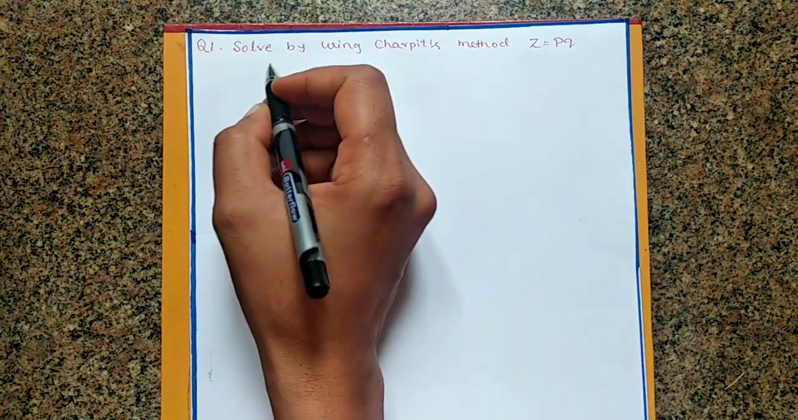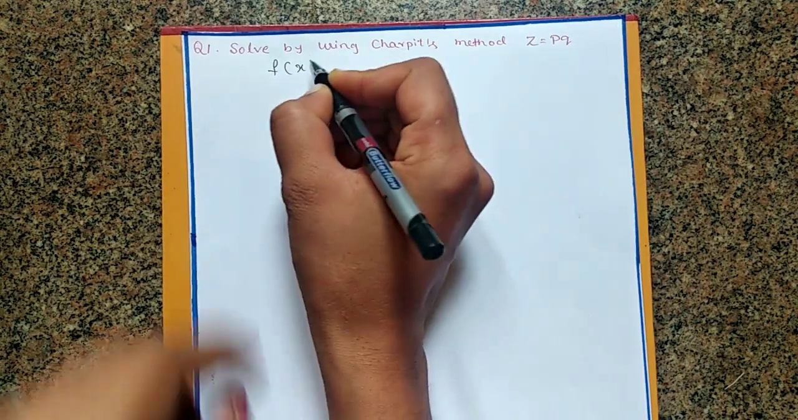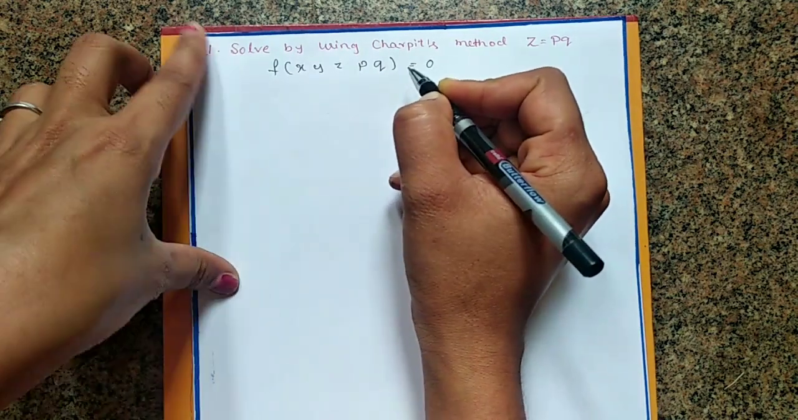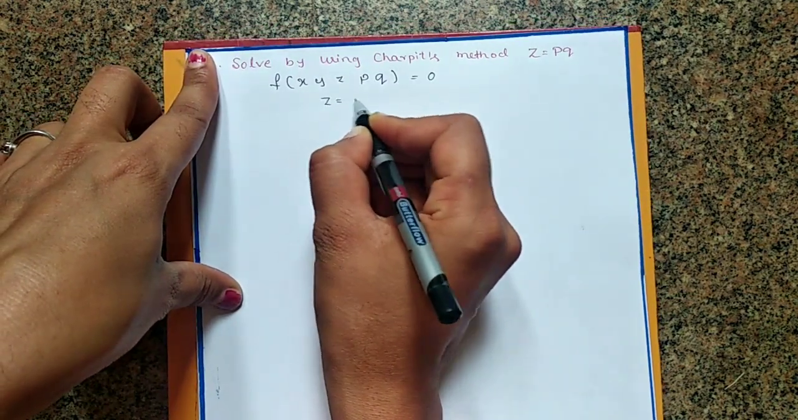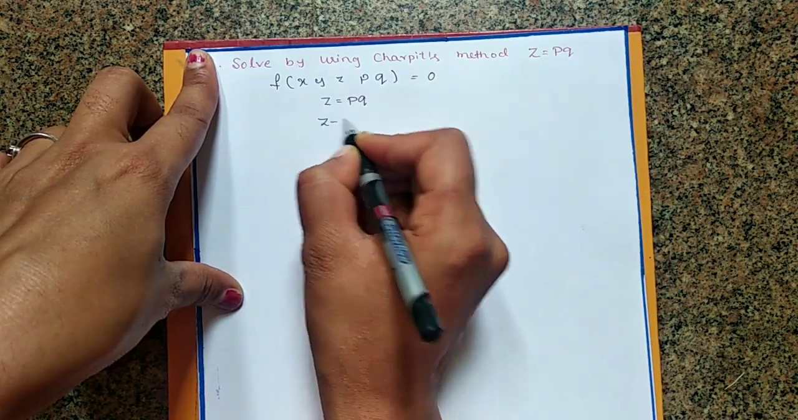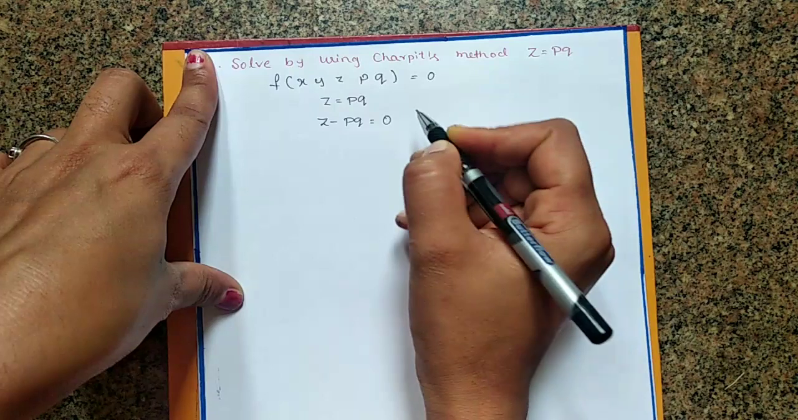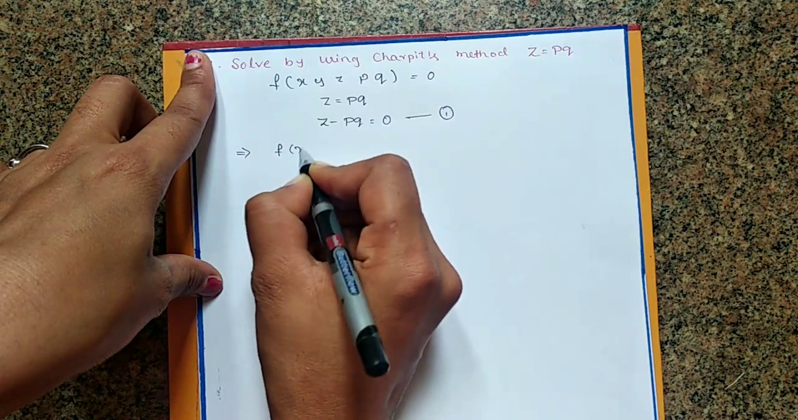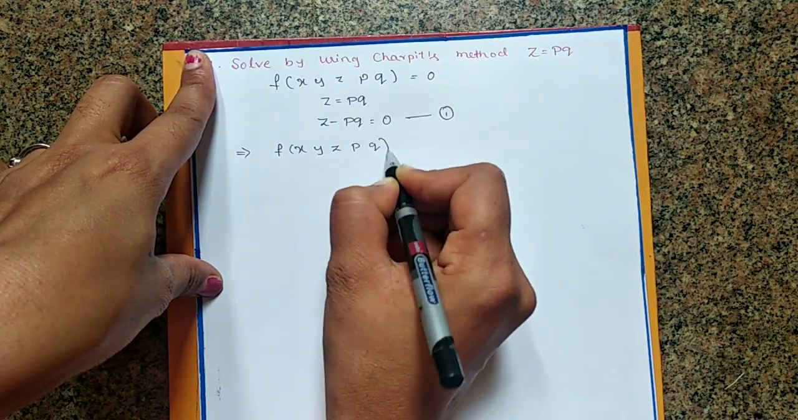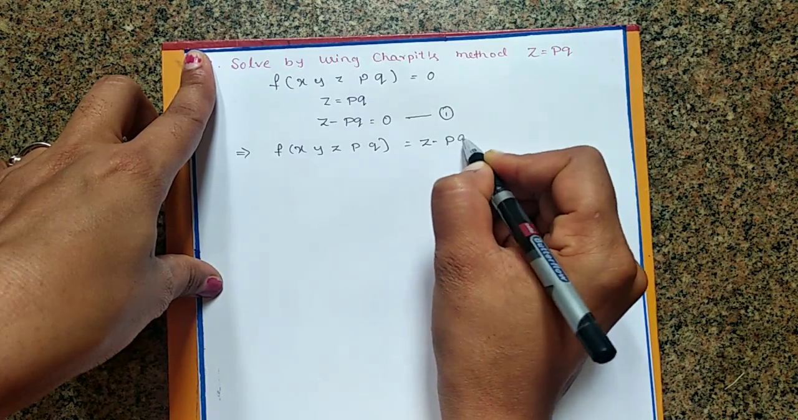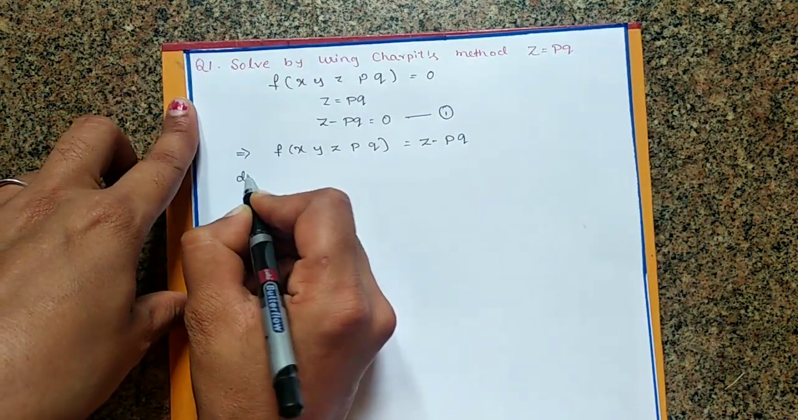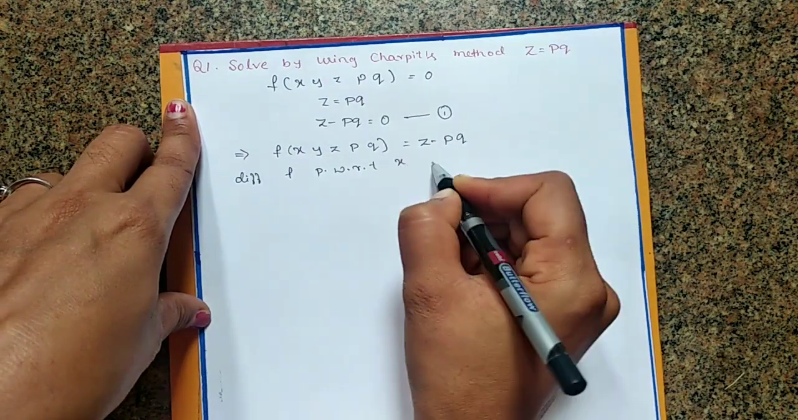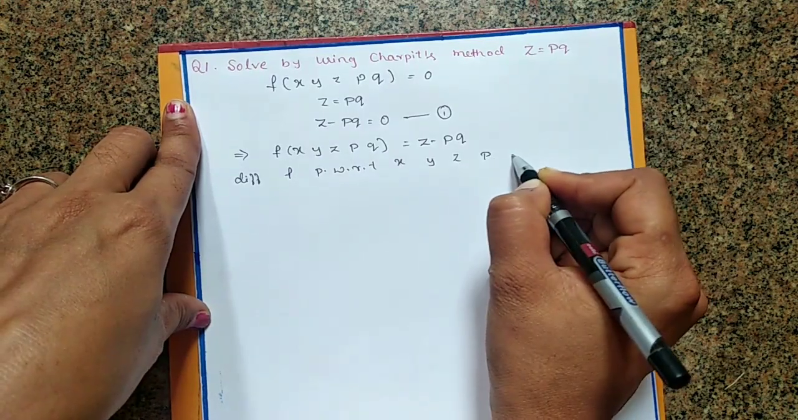First we have to write the given equation in the form of f of x, y, z, p, q is equal to 0. That is, we have to write z is equal to pq in the form of z minus pq is equal to 0 and call it as equation number 1. That implies f of x, y, z, p, q is equal to z minus pq. Then we have to differentiate f partially with respect to x, y, z, p, q.